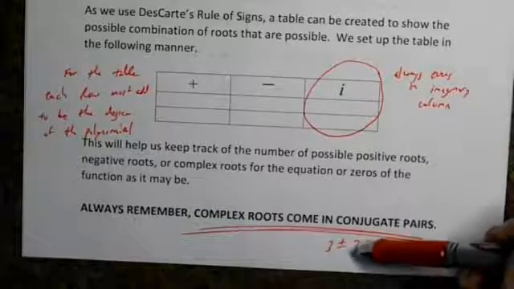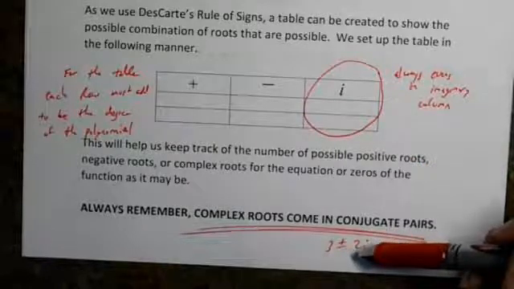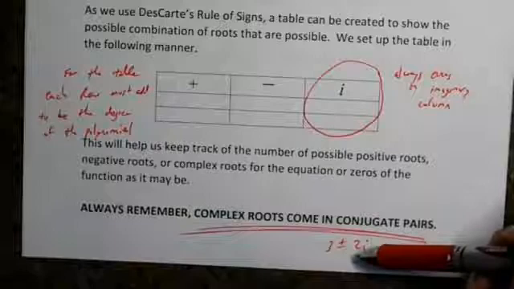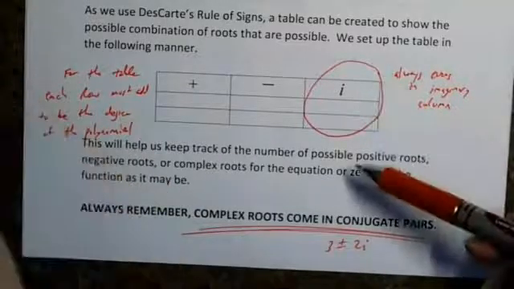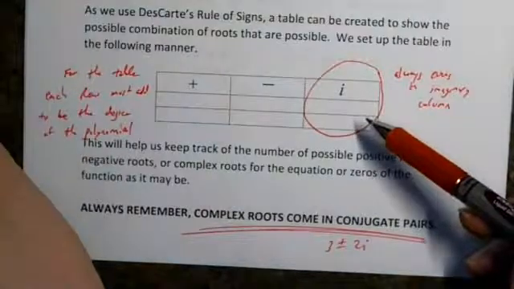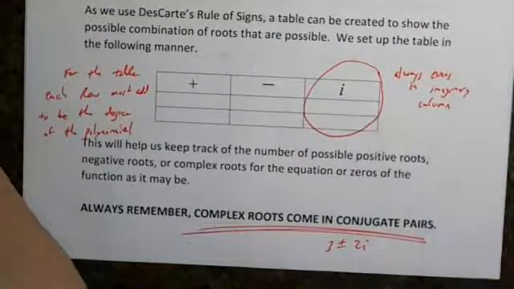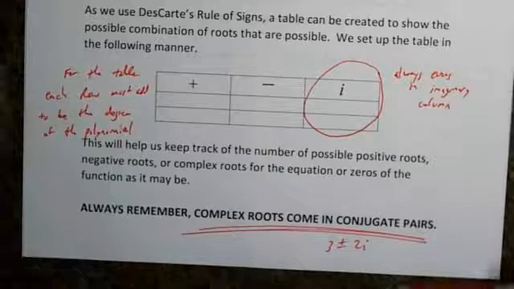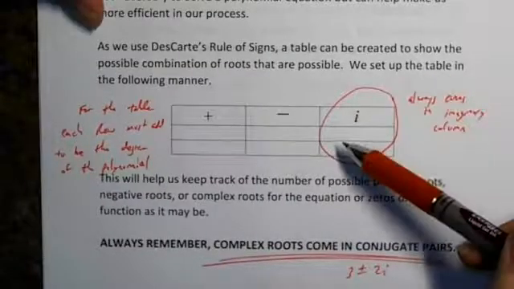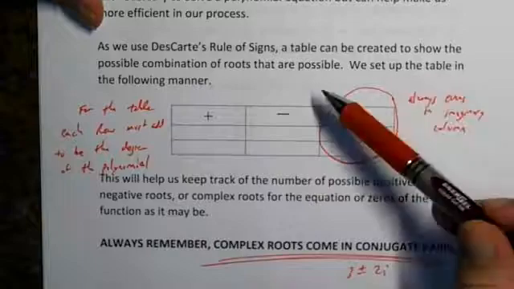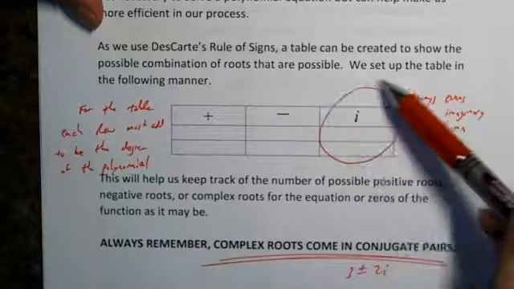You don't know what those solutions are. There's nothing to help you with those, because all the rational zero test will give you is all the possible rational zeros. Okay, the imaginary zeros we won't know. So as we use Descartes' rule of signs, our table will be created like this. It's going to show the possible combinations of roots that are possible. We set up a table in this manner.